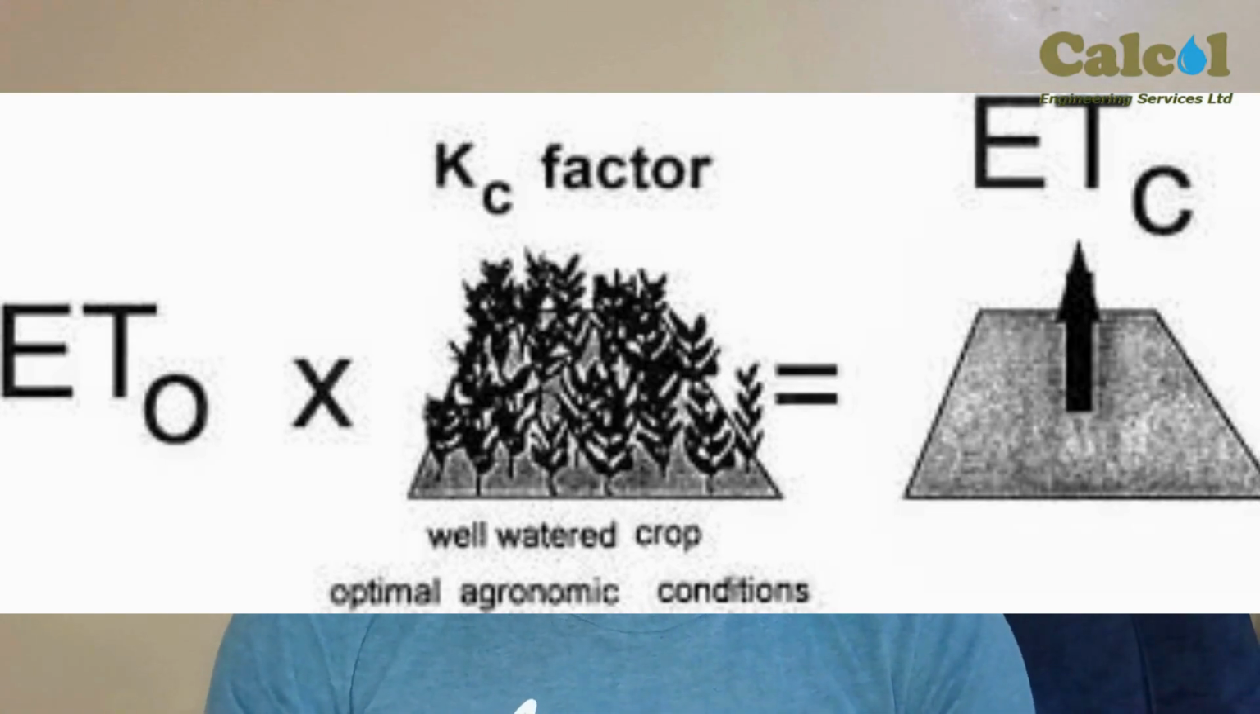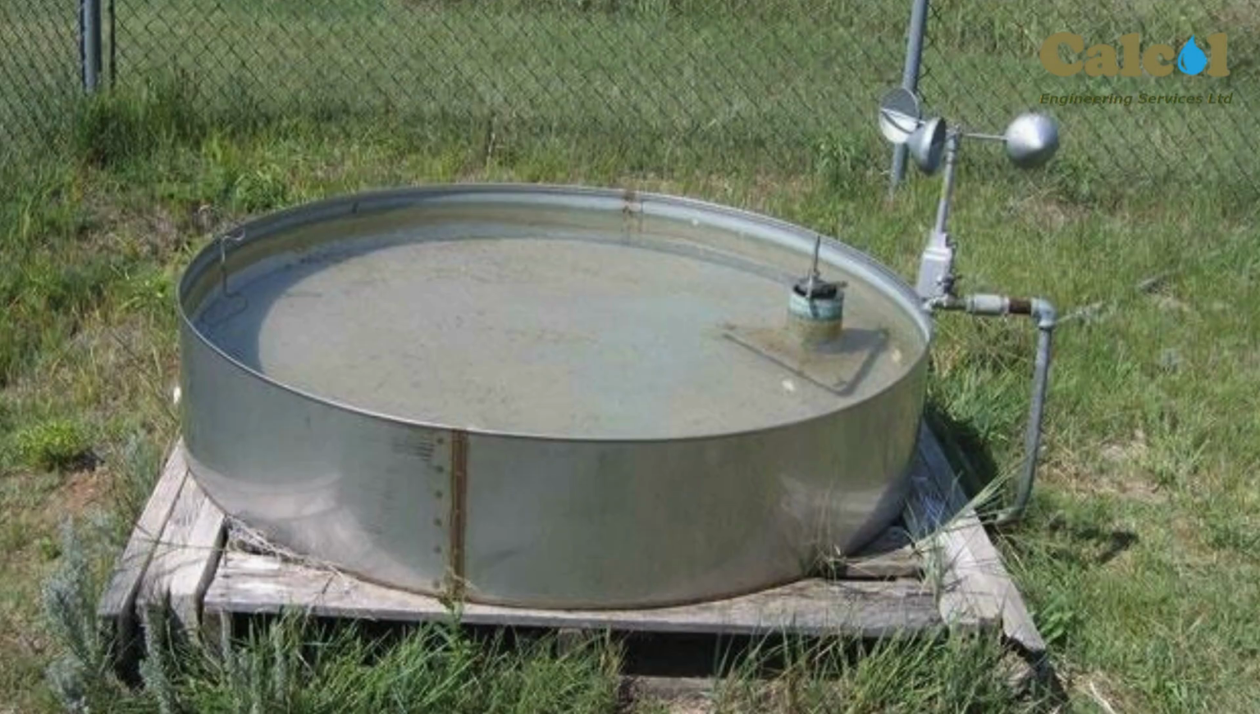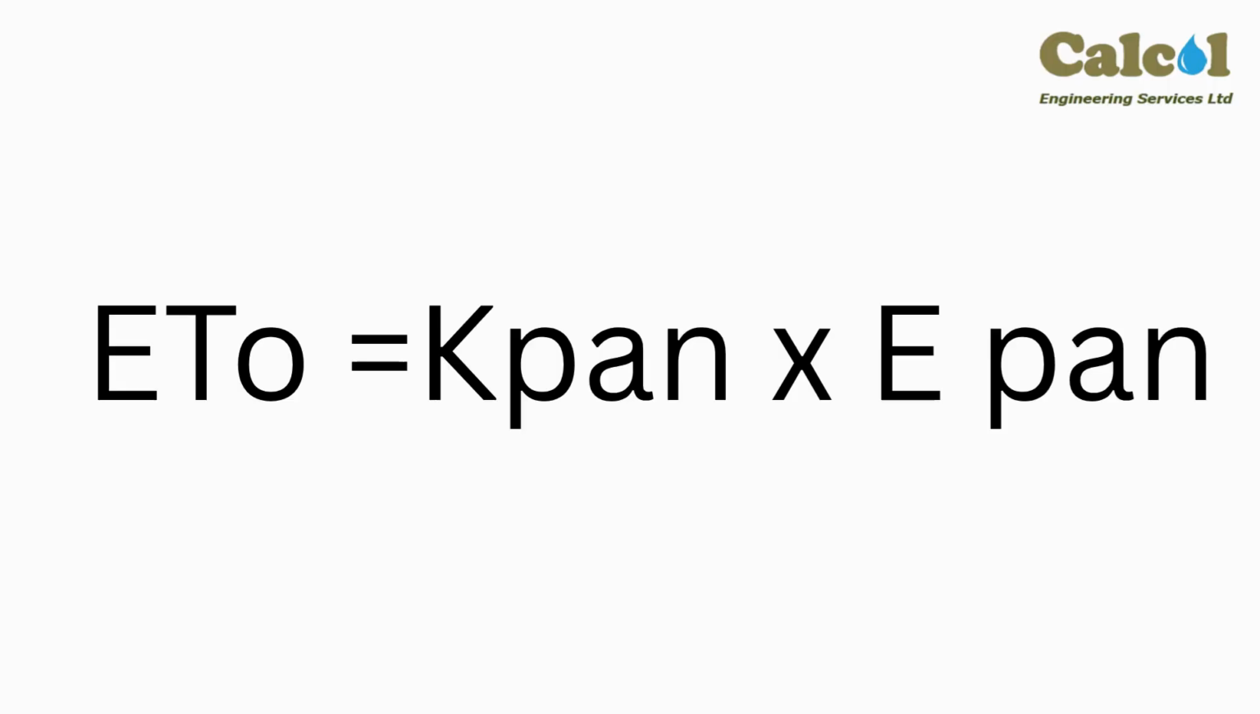ETo is determined by two methods. We have the evaporation pan, and we also have calculation formulas used in determining the ETo, the reference rate. In pan evaporation, a pan is filled with a known quantity of water and allowed to evaporate for 24 hours. Then the remaining quantity is measured. The difference is what is known as the Epan. Now the ETo, the reference rate, is given by Kpan times Epan.